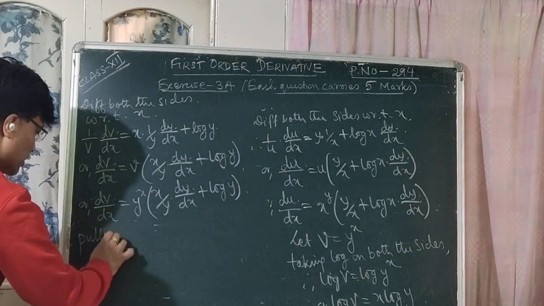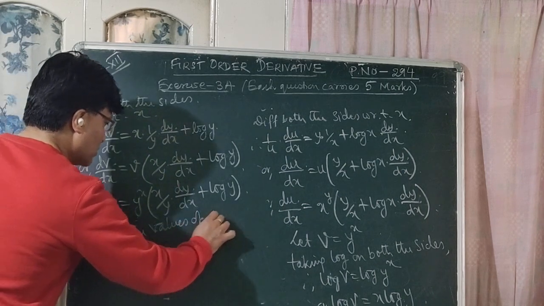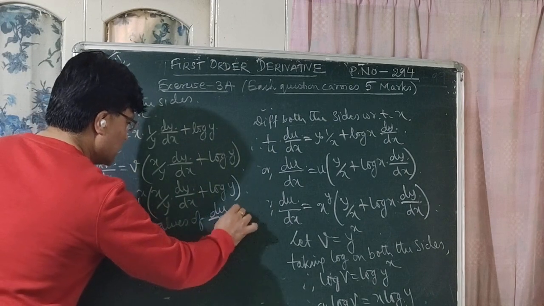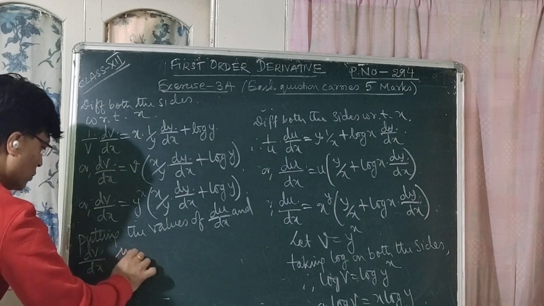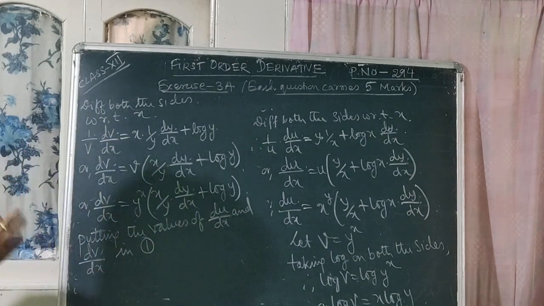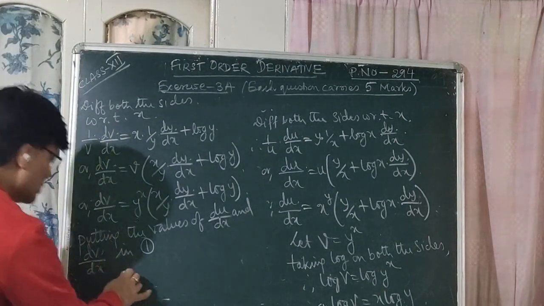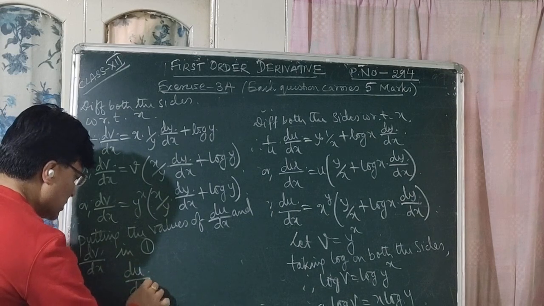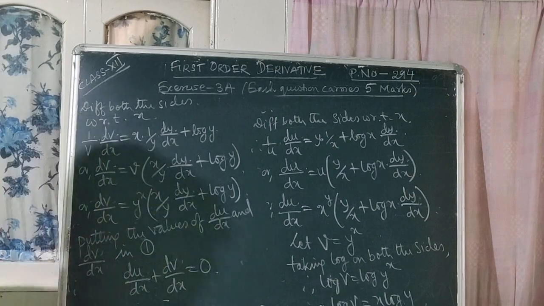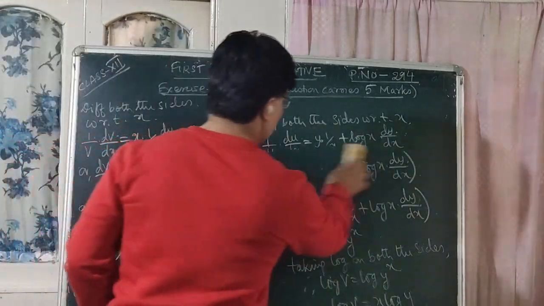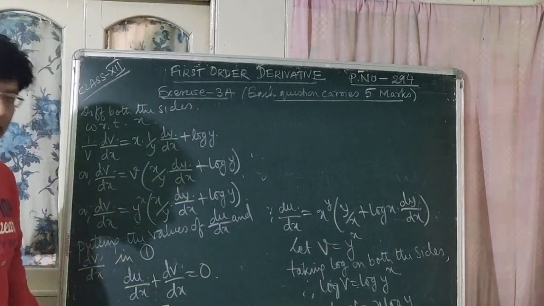So putting the values of du by dx and dv by dx in 1. What was number 1? You can check it in the previous steps. It was du by dx plus dv by dx, which is equal to 0, right? So let us put the value here in this equation, that is du by dx plus dv by dx is equal to 0.